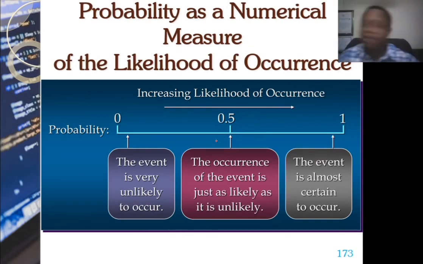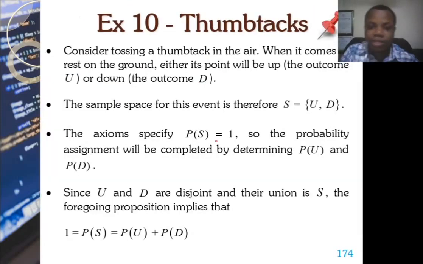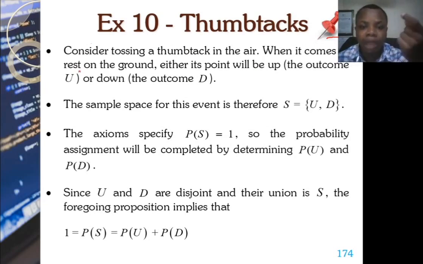But let's take some real life example to see how we do that. Now consider the tossing of these thumb tacks as we have right here. Consider that we are throwing this thumb tack in the air. When it comes to rest on the ground, there are two outcomes: whether it's going to point up or it's going to point downwards. If it points upwards, we denote it by U.